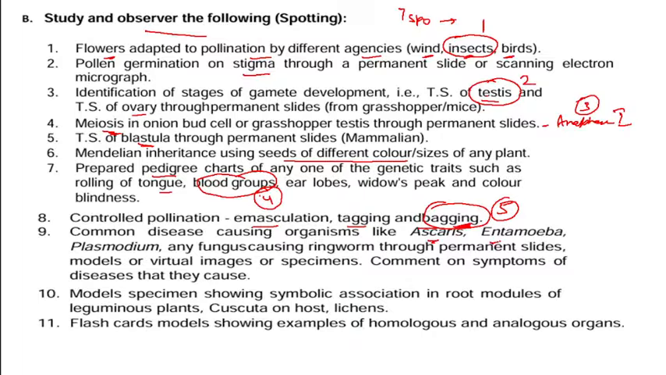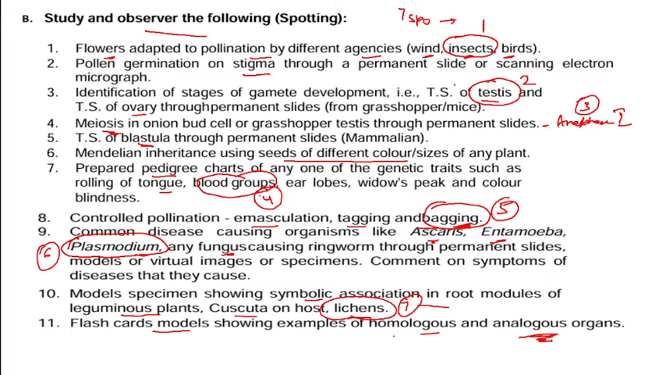Then Ascaris, Entamoeba, Plasmodium or any fungus which causes disease. Out of all these four you will get only one. Let's say your teacher gives you the slide of Plasmodium. Then symbiotic association in root nodules of leguminous plants, Cuscuta, lichens. Let's say your teacher gives you lichens. Or flashcards showing homologous and analogous organs. You can get any homologous organ from plant or animal or any analogous organ from plant or animal. You will get only one of it.